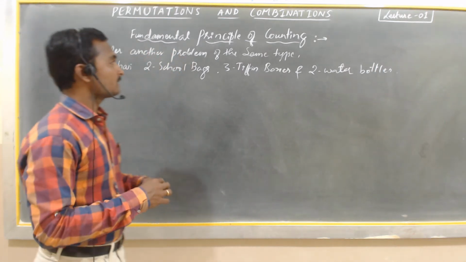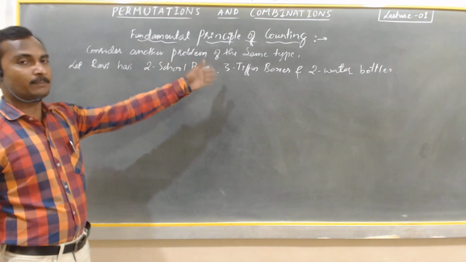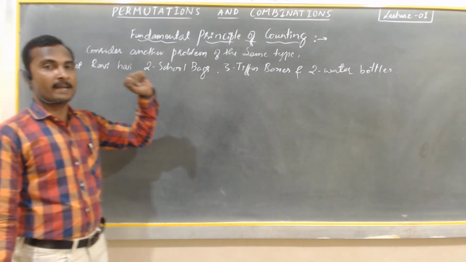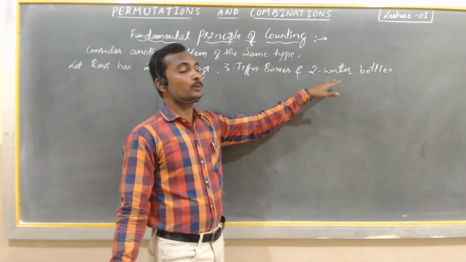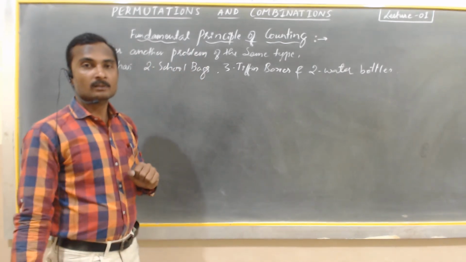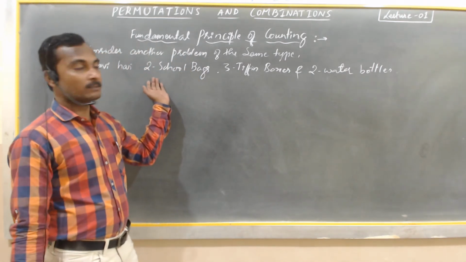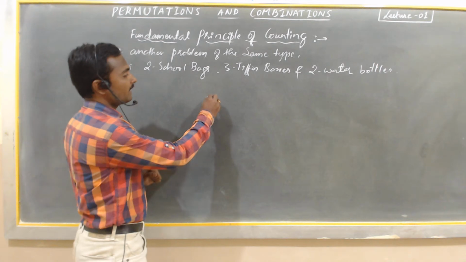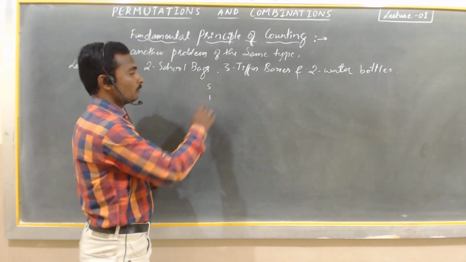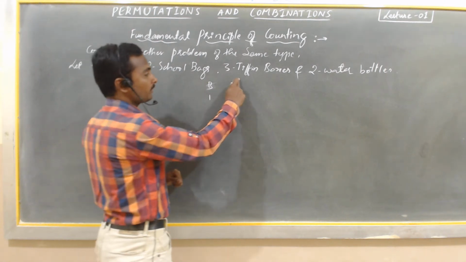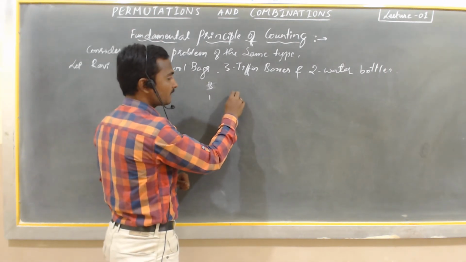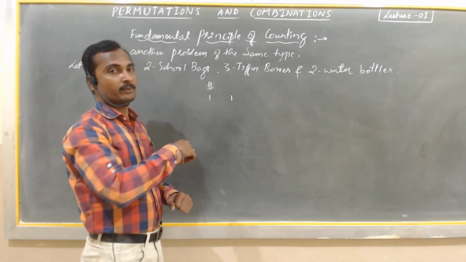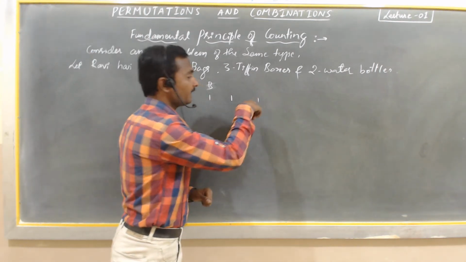In this case, let us consider one more example, a similar type of example, where Ravi has two school bags, three tiffin boxes and two water bottles. If Ravi has chosen one school bag, then out of the three tiffin boxes he has to choose one tiffin box, and corresponding to that he has to pick one water bottle.